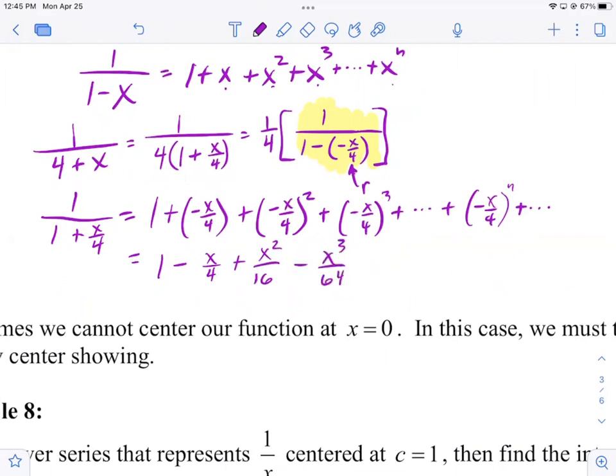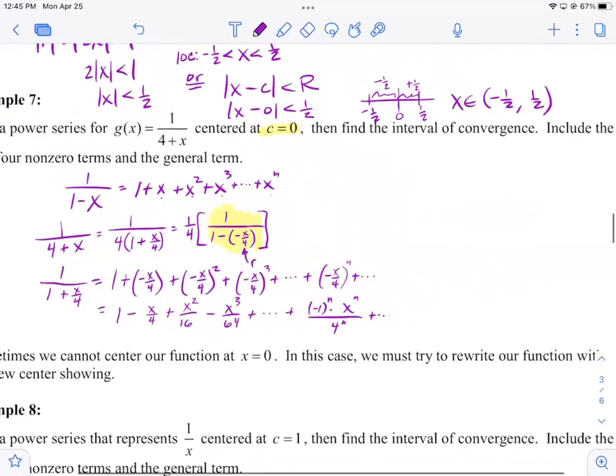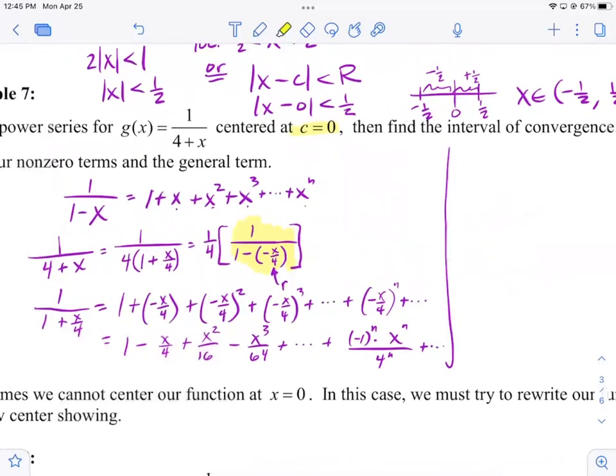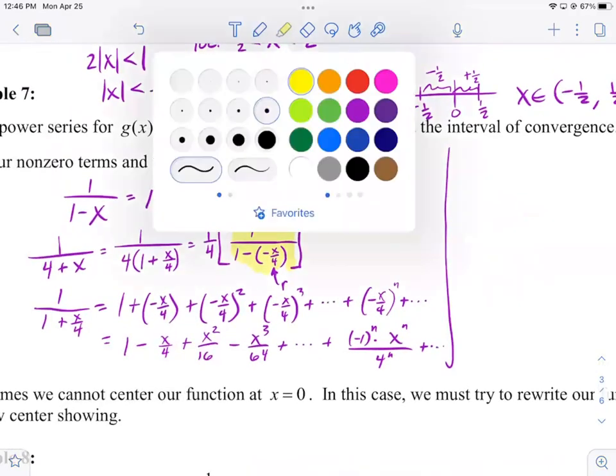over 64 plus dot, dot, dot, plus, I don't know how you want to write this. Separate the alternator, maybe negative 1 to the n times x to the n all over 4 to the n. If you want to make it match the terms, that takes care of that. Are we done creating g of x then? No. Now I just need to come through with that and multiply everything through by what?